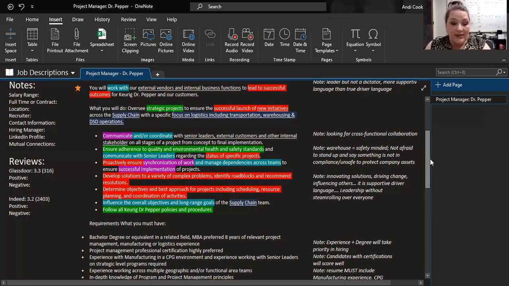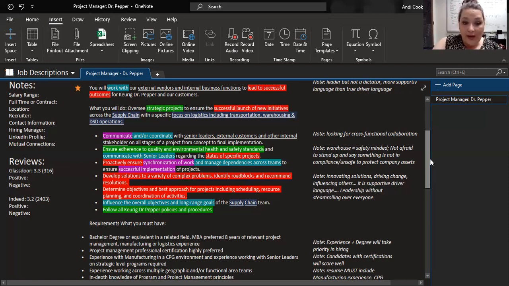Proactively ensure synchronization of work. I like that phrase, synchronization of work. It is expressionist, but it's also going to be your amiable. It's synchronized, it's together, it's unified. Those are words that support that they're looking for a leader that's not going to steamroll over everyone, but is going to come in and really engage people and champion collaboration and engagement, right?